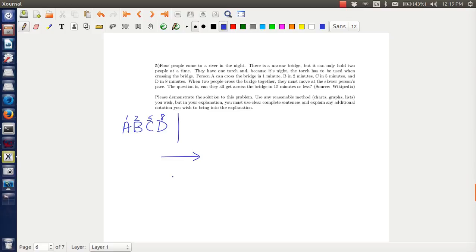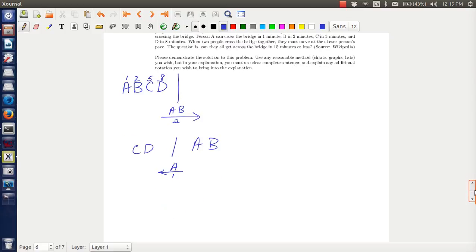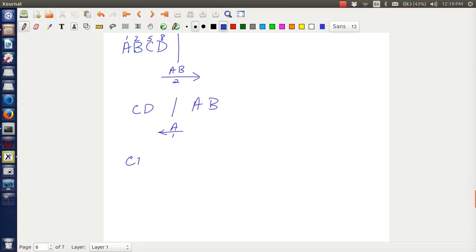And the optimal solution results from sending first the two fast people across. And I'm going to put a little notation here too, meaning it takes 2 minutes. And so then we're going to have C and D on one side and A and B on the other. Then we send one back, doesn't really matter who. The way I'm going to draw this is I'm going to put A on the arrow and then a little 1 to indicate the time it's taking. Then you have C, D, and A on one side and B on the other side.